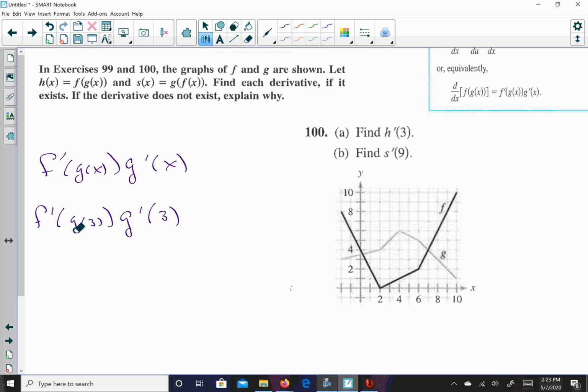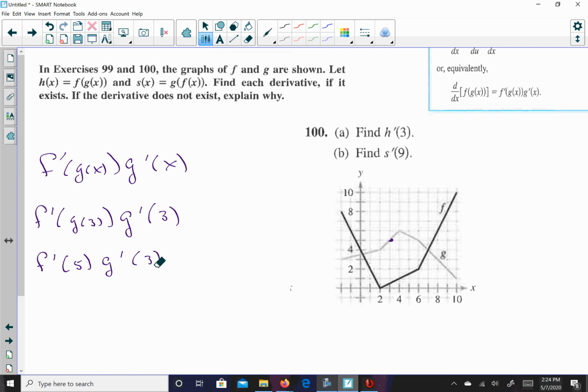So the first thing I'm going to do is find what g of 3 is. So here's my graph for g. I'm going to 3, and I'm looking at this point here, and that looks like it's 5. So I'm going to find the derivative of f at 5 times the derivative of g at 3. So that's my final problem.